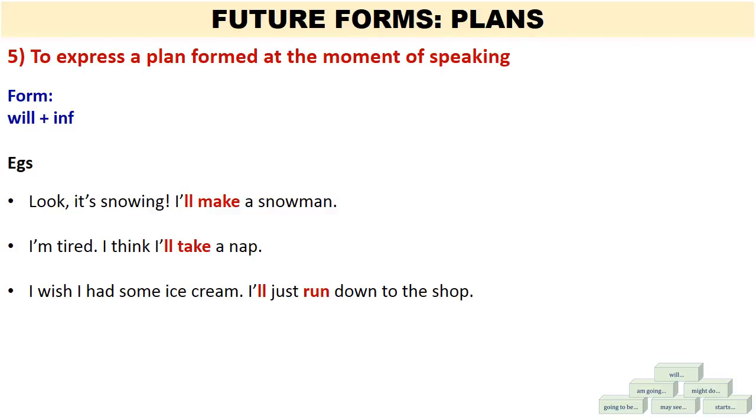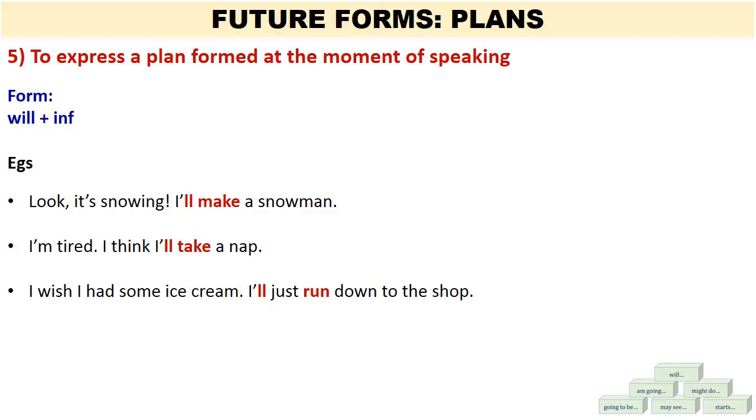We'll move on. In order to express a plan formed at the moment of speaking, we could use the form will plus the infinitive. So these are plans which are formed spontaneously without much prior thinking. Let's look at some examples. Look, it's snowing. I'll make a snowman. So no planning beforehand, I'll make a snowman, using will plus the infinitive of the verb make.